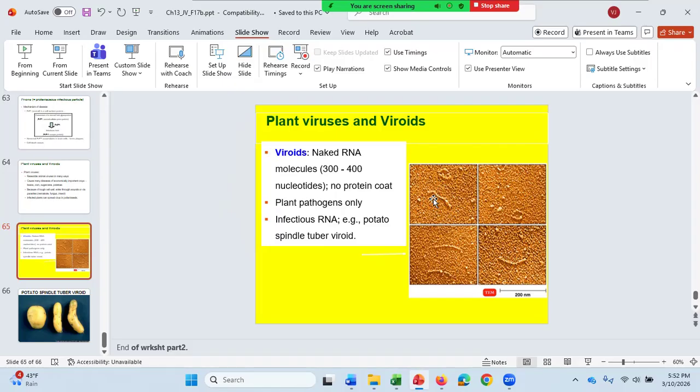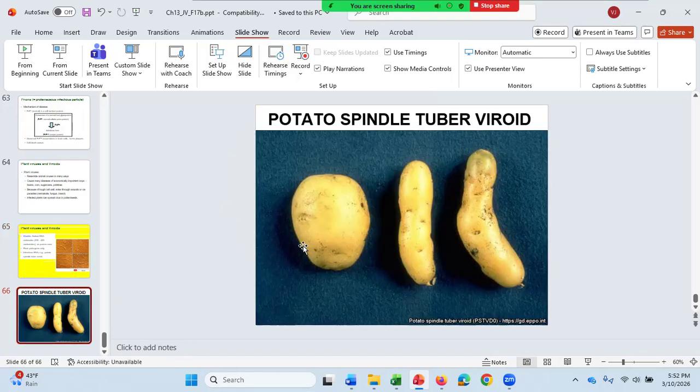Viroids are only a plant pathogen. There are no viroids known to infect animal cells. So for our purposes, they only infect plant cells. And here's an infection. This is a normal potato. These are potatoes infected with a viroid called spindle tuber viroid. You can see the potatoes are skinnier. Any question about any of that?